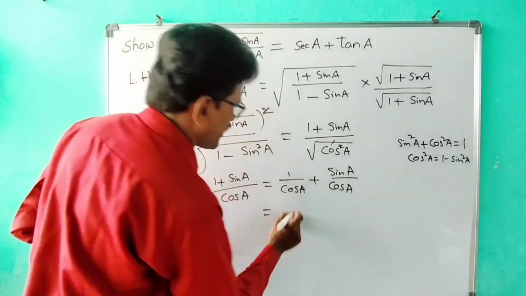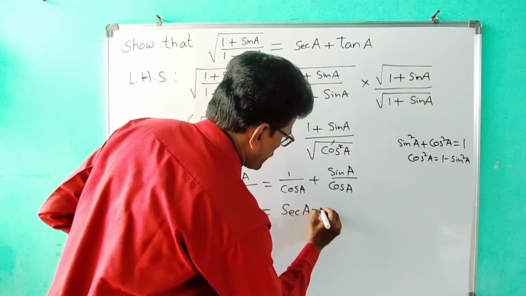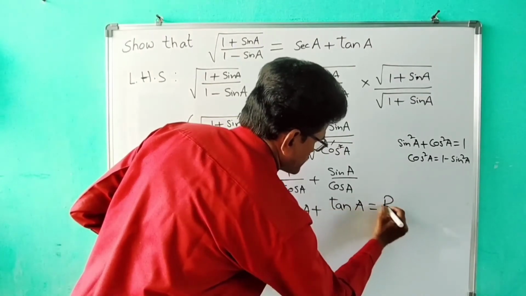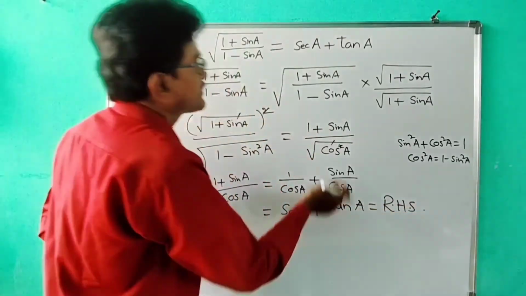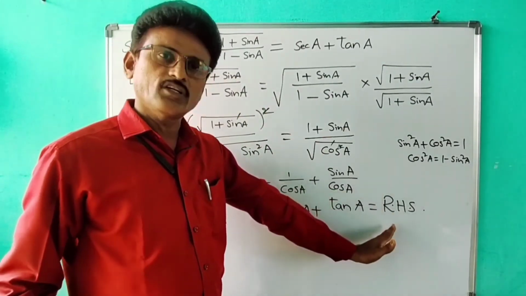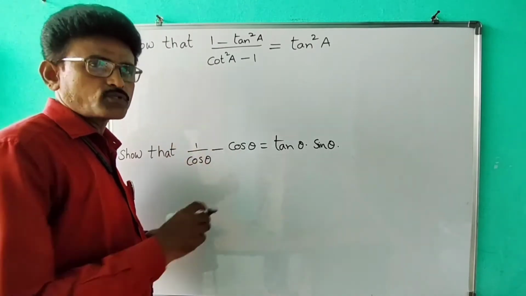Now what is 1 by cos A? 1 by cos A is the reciprocal of cosine, so this is secant A. Plus sin by cos, it is tan A. Nothing but RHS. So what we have to show here? Secant A plus tan A. Like that, start from LHS, we will reach RHS. See, these are also very simple problems, we will solve them quickly.